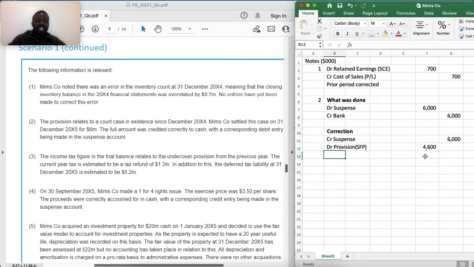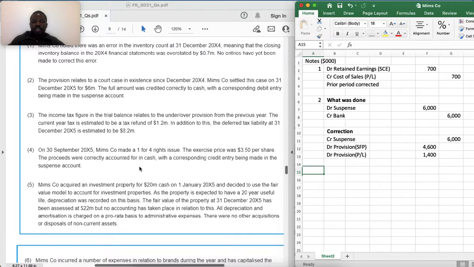Then what does this mean? It means in 20x4 MCO under provided for this case, because MCO provided 4,600 whilst it ended up paying 6,000. So the under provision will debit the provision, but this time not the statement of financial position, but the profit or loss, of the difference between 6,000 minus 4,600, or 1,400. So we are done with note number 2. Now let's go to note number 3.